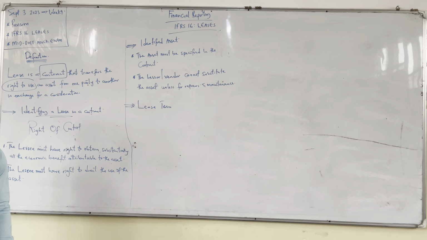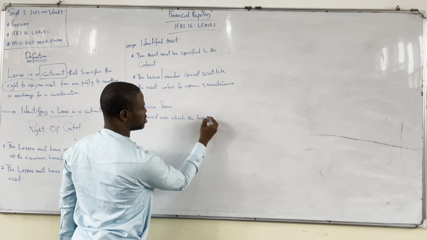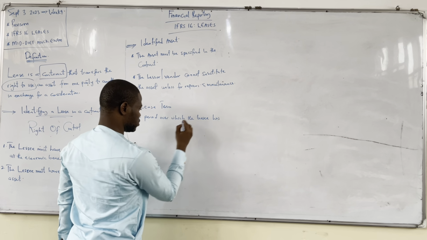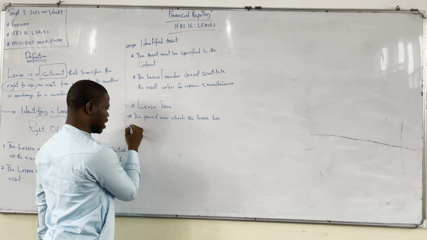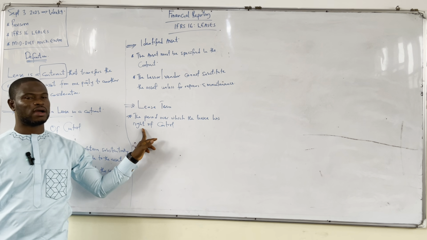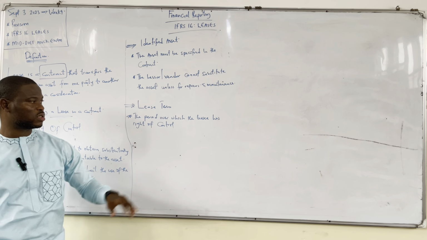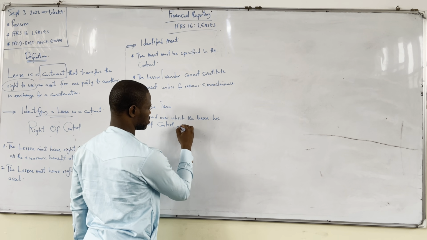Now, the next thing he mentioned is that a lease must have a lease term. There is always a lease term in a lease. This is usually the period over which the lessee has right of control over the asset.